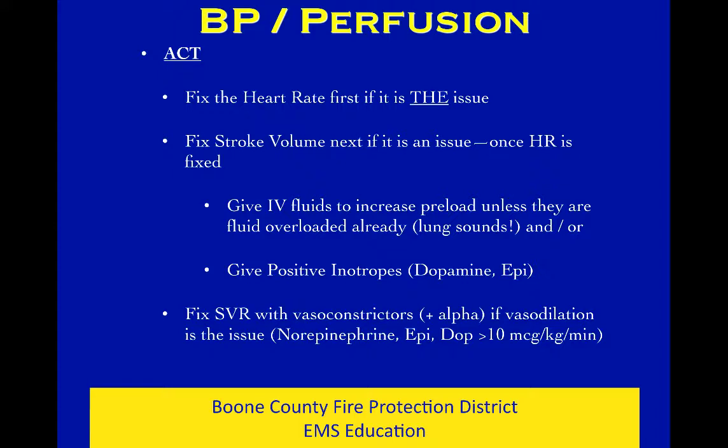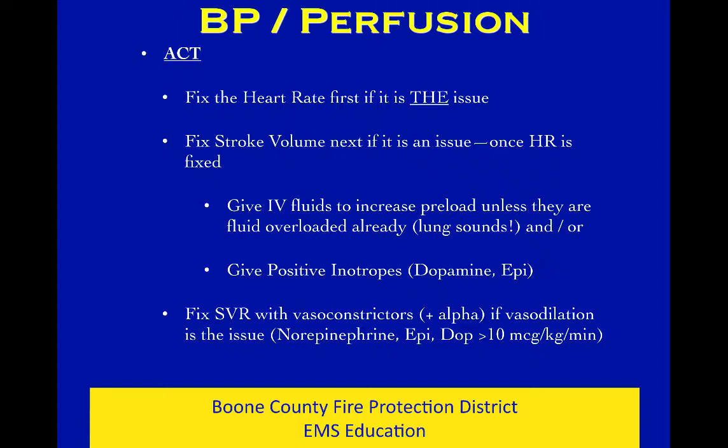So remember that stroke volume is about preload, and it's also about ventricular pumping. Perhaps you can give a medication, a positive inotrope, something with a beta-1 impact, such as a dopamine or an epi, that will be a positive inotrope that will cause increased stroke volume. Maybe that's how you fix it.